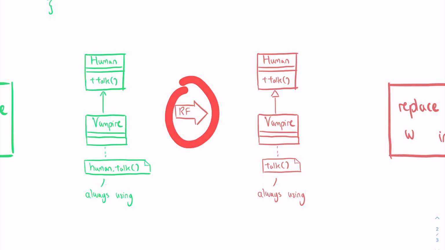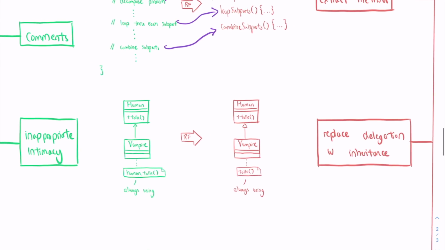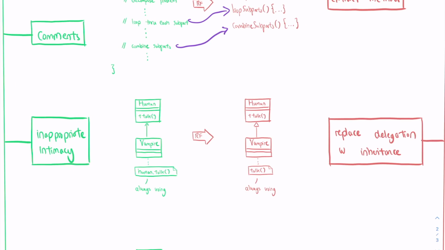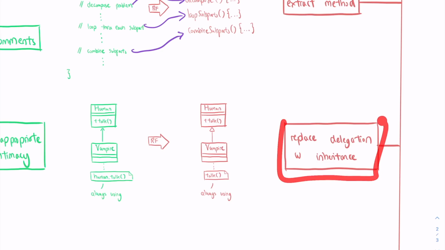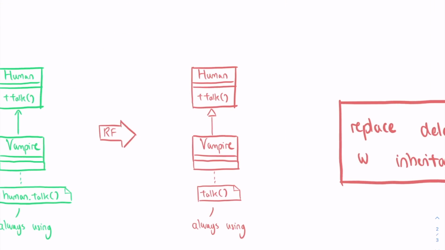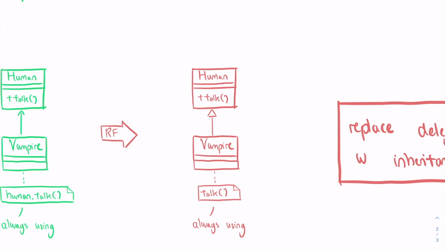So once we apply the refactoring pattern to fix this inappropriate intimacy smell, the name of the pattern that should be applied is called replace delegation with inheritance, because this is delegating and this is inheritance. There is a more intimate relationship there, so we need to marry them, by converting that relationship into something stronger. Really, a vampire is a type of human, so that you can directly use the talk method over here.